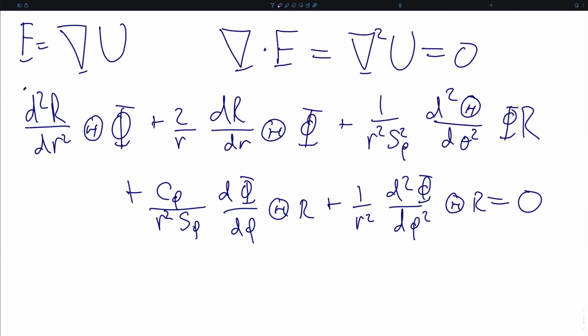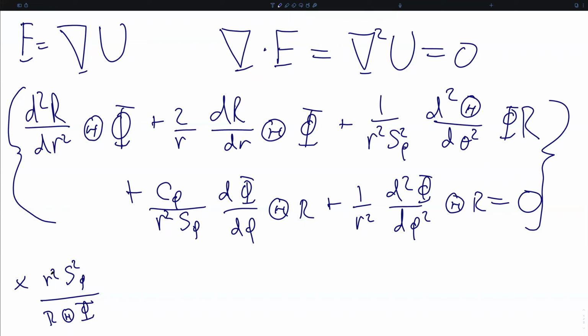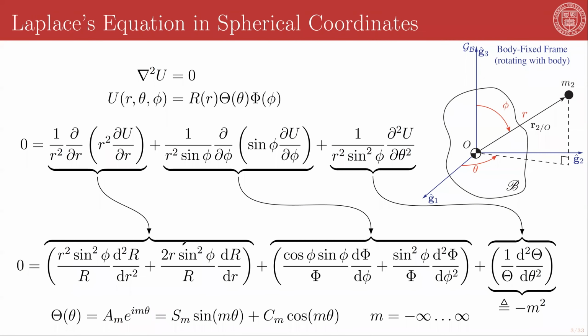We are now going to multiply this entire expression by r squared sine squared phi over the product of the three separated variables, so equivalently divided by u itself, and that will give us this expression here. We've also collected all of the terms belonging to each of the original partial derivatives, and we see that we have these three sets of equations.